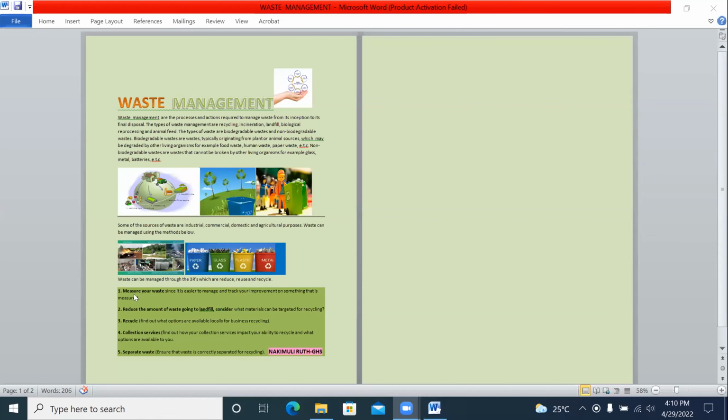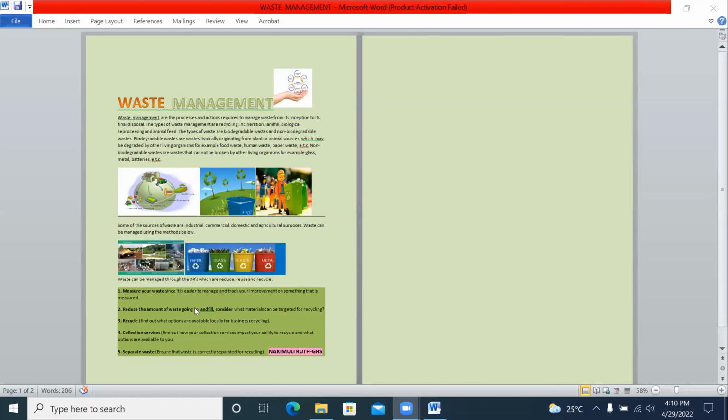And here are five steps that you can follow for waste management. Measure your waste, since it's easier to manage and track your improvement on something that is measured. Reduce the amount of waste going to landfill. Consider what materials can be targeted for recycling. You have to sort your waste and not put everything there. You have to first see which materials you can recycle before you take them to the incinerator and other places for burning.